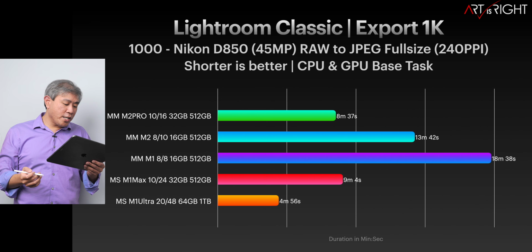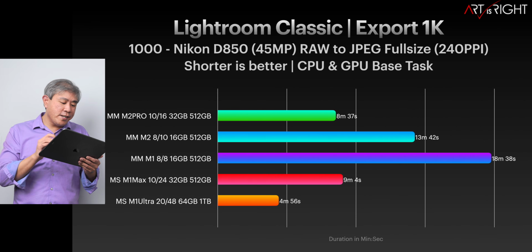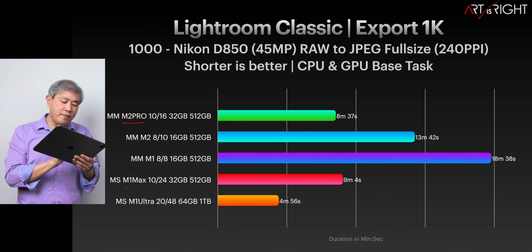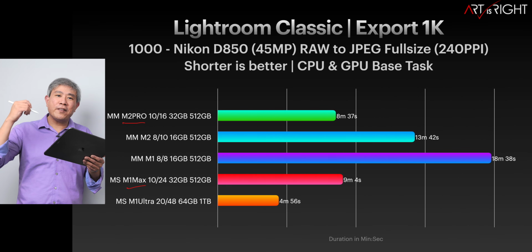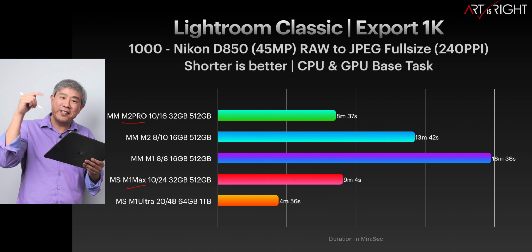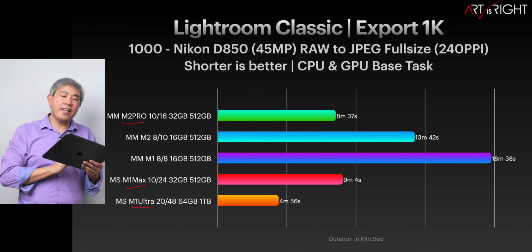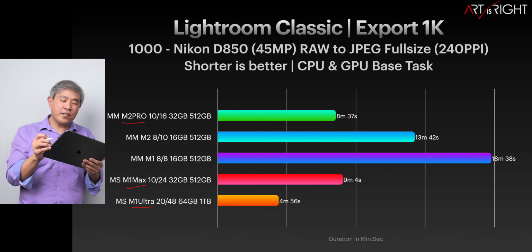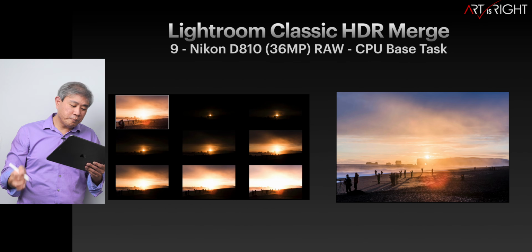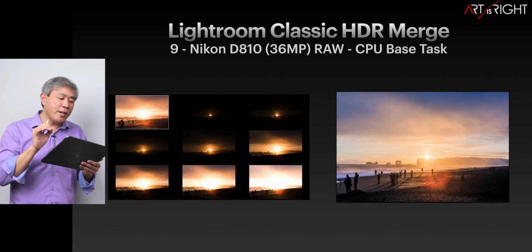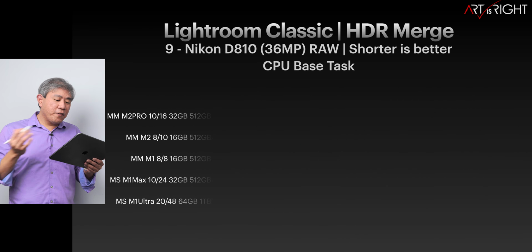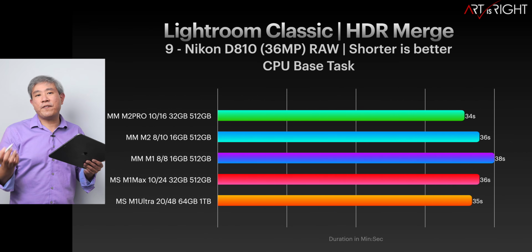And Lightroom Classic Export 1K, you can see the result there. This is the reason why I said the M2 Pro is super impressive, because it's literally, again, beating out the M1 Max base configuration. This is just the base M2 Pro. We're not even bumping anything up yet. And as always, the M1 Ultra still reigns supreme in all this, so you get to see the spread right there. Let's take a look at Lightroom Classic HDR Merge. For this, the timing, they're only a few seconds apart.